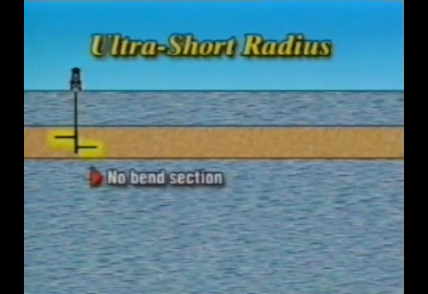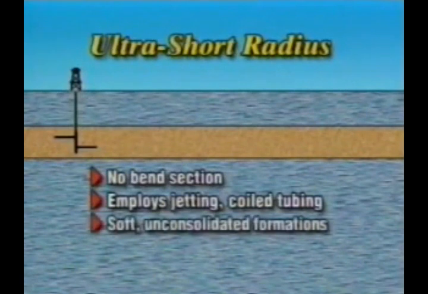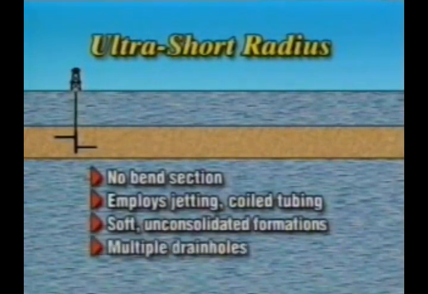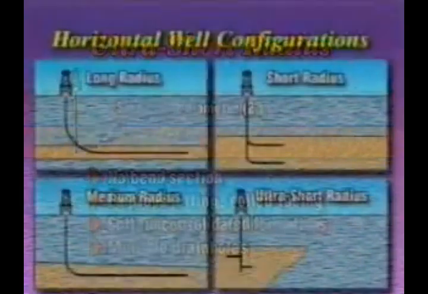A special class of short radius wells is the ultra-short radius well, which effectively has no bend section. Ultra-short drilling methods employ jetting techniques and coiled tubing to eliminate angle build sections and are used in soft, unconsolidated formations to drill multiple drain holes from existing vertical wells. Ultra-short systems are capable of drilling very small diameters. One system developed by Bechtel can drill 2-inch diameter holes to lengths of 100 to 200 feet.